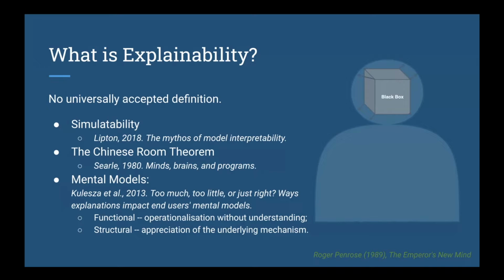In addition to these two opposing definitions, there is also the concept of mental models. And in the literature, especially in the explainability literature in machine learning, you can find two types of mental models that are helpful when defining explainability. One is functional, which allows you to operationalize a certain concept without actually understanding it.